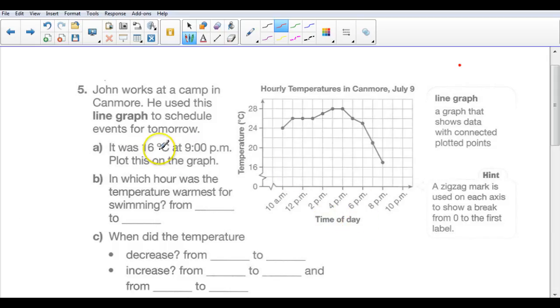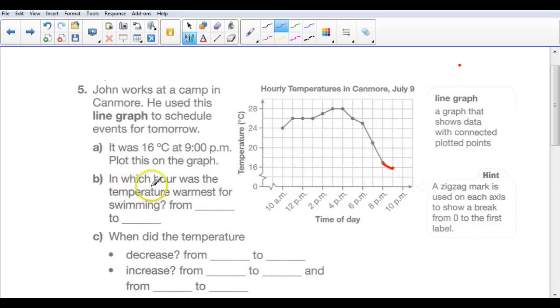Okay. It was 16 degrees Celsius at 9 p.m. Plot this on the graph. So we go to 9 p.m., which is, there's 8, there's 10, so this must be 9, and it was 16 degrees. So you can see the number 16, so we just plot a point right here, and we can connect it with a line like that.